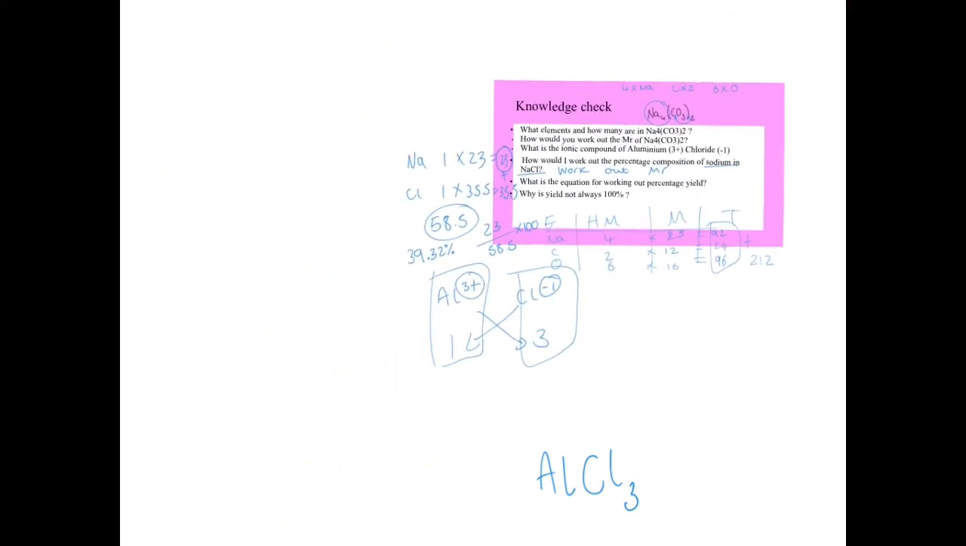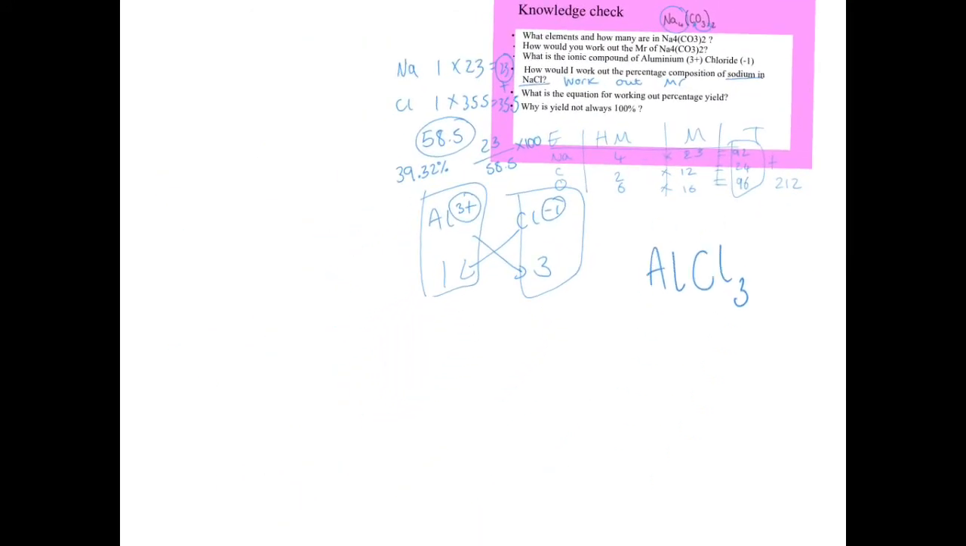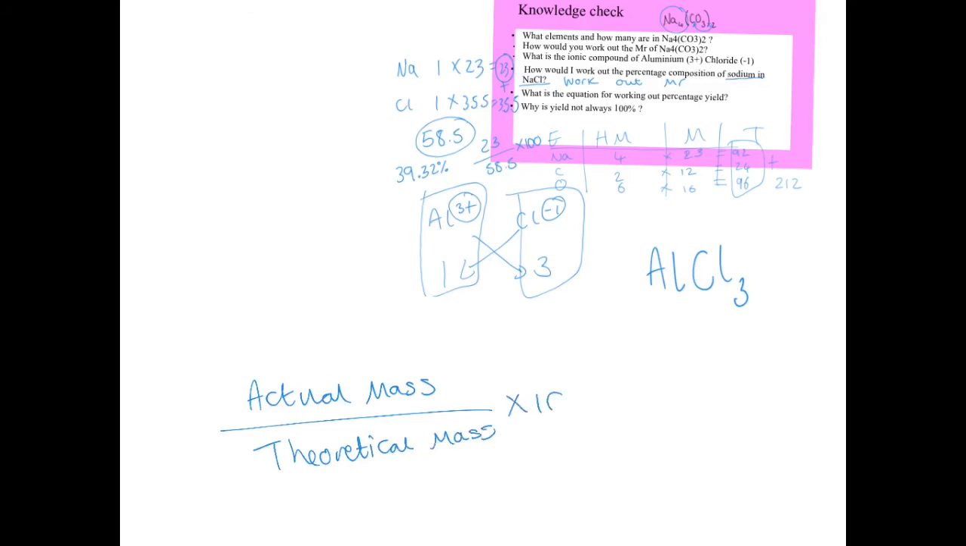Okay, what is the equation for working out percentage yield? So the equation for working out percentage yield is actual mass over theoretical mass. Remember, because it's a percentage, times by 100.